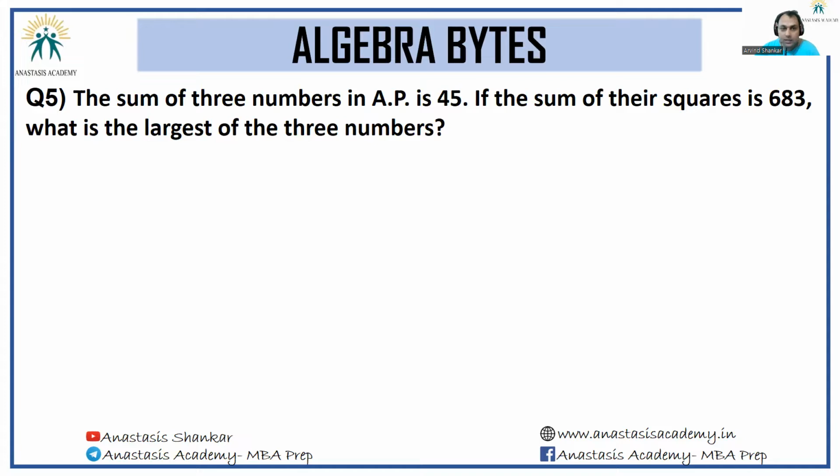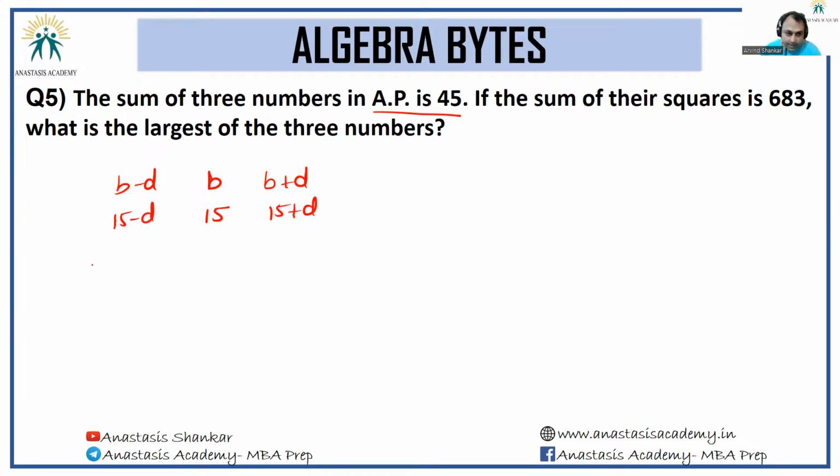Okay, last: the sum of 3 numbers in AP is 45. If the sum of their squares is 683, what is the largest of the 3 numbers? Okay, just see, 3 numbers. If the sum of 3 numbers in AP is 45, the AP would be B minus D, B, and B plus D. The number in the center is going to be the average of the sum. So this is 15, this is 15 plus D, this is 15 minus D.